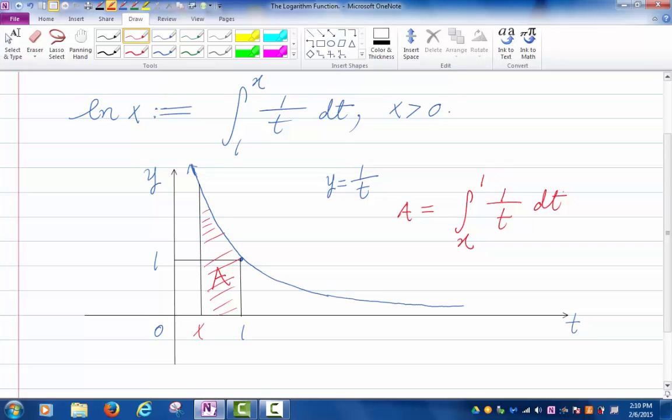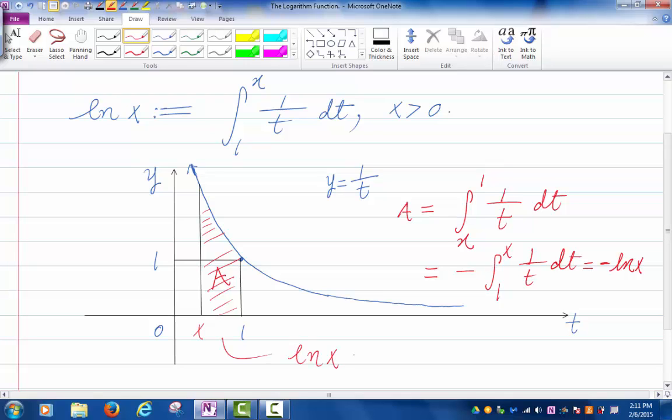And so I could then say that this is equal to the negative integral from 1 to x of 1 over t dt. But that is the value of ln of x. So I get negative ln x, right? Am I making sense? So what is ln of x in this case? In this case, ln of x is the negative of the area below the graph of 1 over t above the interval from x to 1 in the case x is less than 1. So here x is less than 1, greater than 0.